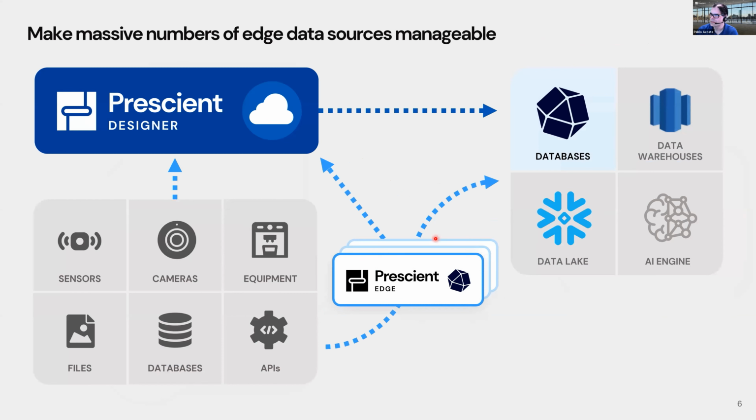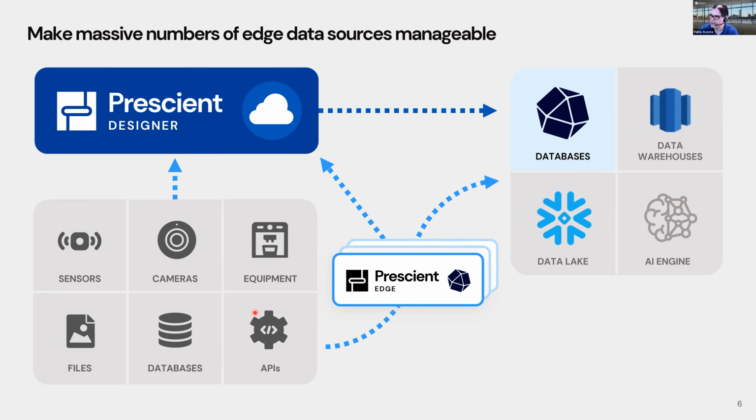So just a quick note that the system does not prescribe any data path. As you see here, there are some physical data sources, some digital data sources, and the data journey can be any. For example, it can go directly to Prescient Designer, and then from Prescient Designer to the public cloud, like Influx Cloud or Snowflake or any other service.